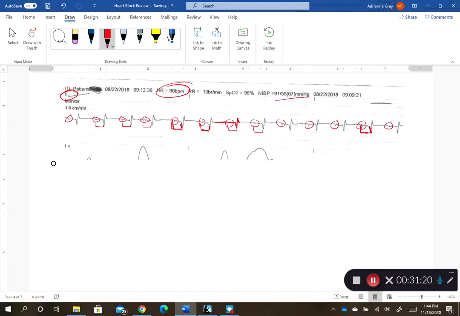I do have a little bit of variation in my heart rate, and that could just be that the patient moved because it only happens right here. Remember, these are real patients. They're not going to be textbook heart rhythms. And so I decided it's going to be first degree.